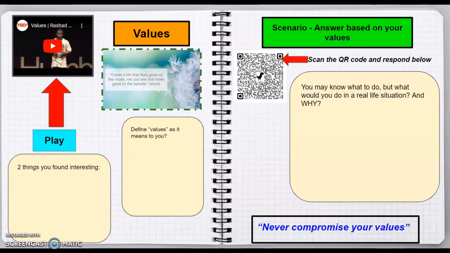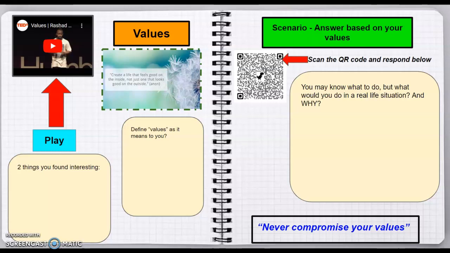And what I'd like you to do is respond to the scenario as you would probably do it in real life. Sometimes we may know what the right thing to do is. How would you respond in an honest way? What do you think you might do?